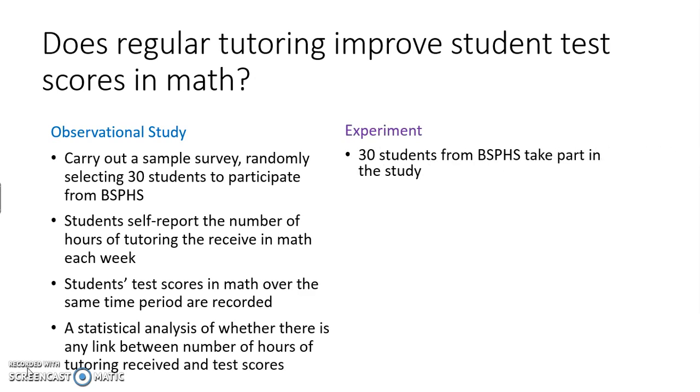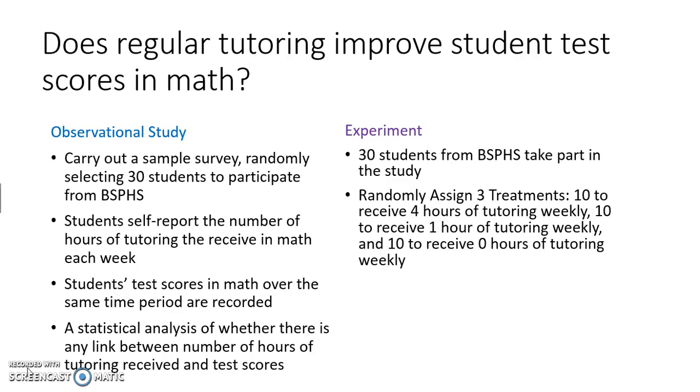Again, we're going to have 30 students from Bedford-Stuyvesant Preparatory High School take part in this study. Hopefully they're volunteering because we can't force people to participate in our experiment. We're going to randomly assign 3 treatments to all of the students. Remember, random assignment was a key essential principle of basic experimental design. So 10 students would receive 4 hours of tutoring weekly, 10 students would receive 1 hour tutoring weekly, and 10 students would receive no hours of tutoring weekly.